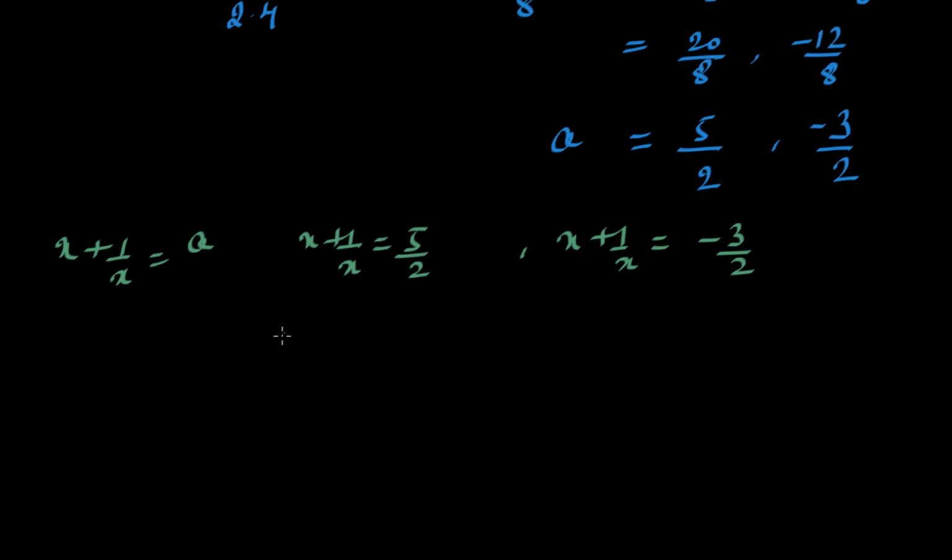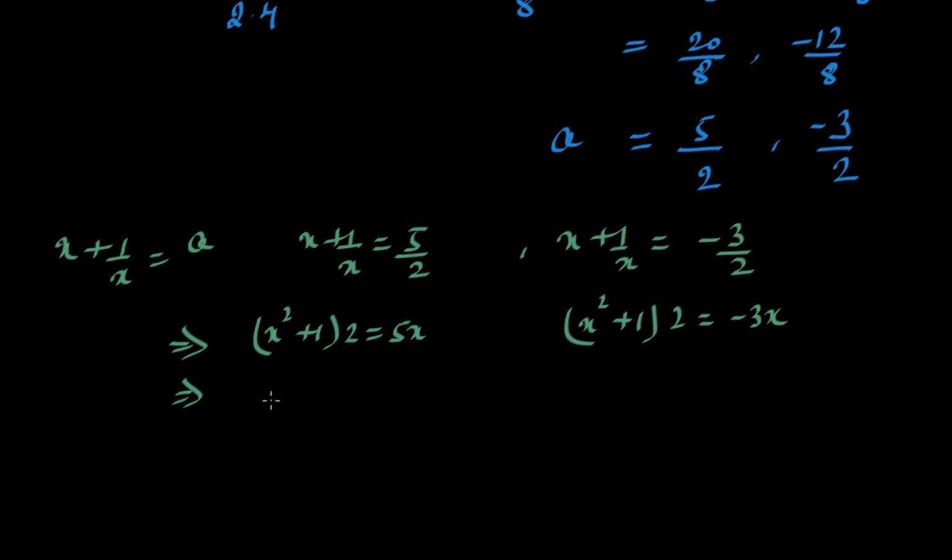Again, we'll have two quadratic equations. So now let us solve them individually. So this becomes x square plus 1 multiplied by 2 is equal to 5x. Simple cross multiplication. And this becomes x square plus 1 into 2 is equal to minus 3x. So I'll rewrite this quadratic equation as 2x square minus 5x plus 2 equals 0, and 2x square plus 3x plus 2 equals 0, right? Minus 3x will come to this side and become plus 3x, and plus 2 equals 0.